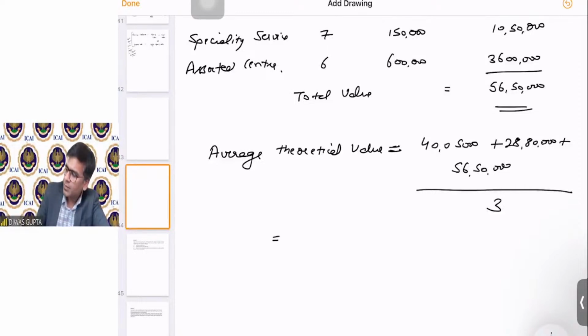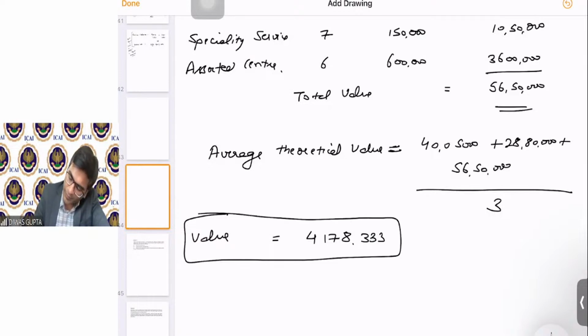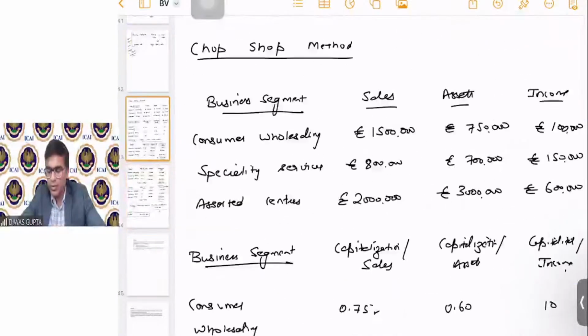So this becomes 417,833. Value of the business is this much. Okay. Understood chop shop method. It's more to do with how you project your internal numbers in relation to market, multiplying that multiple, right, for these different business segments, arriving at different valuation and taking an average out of the numbers basis the same, students.